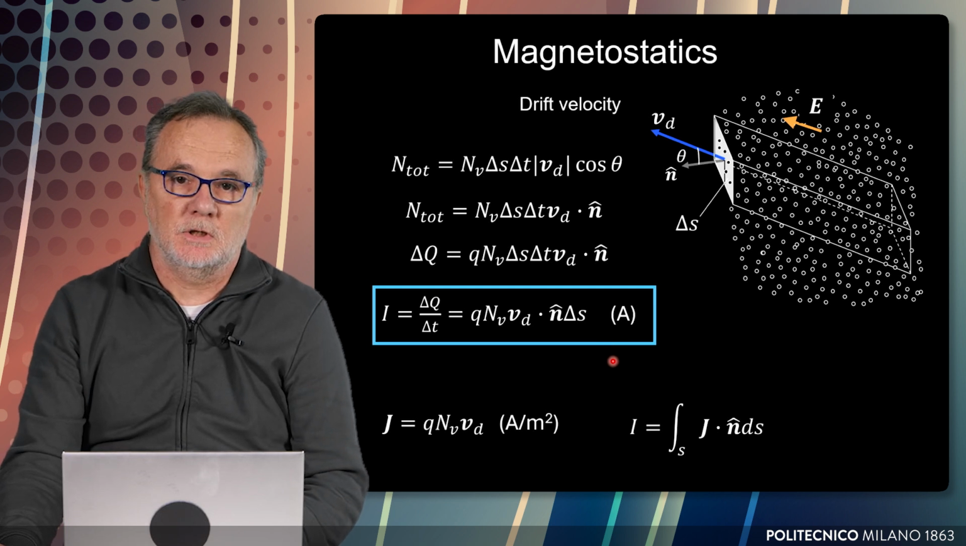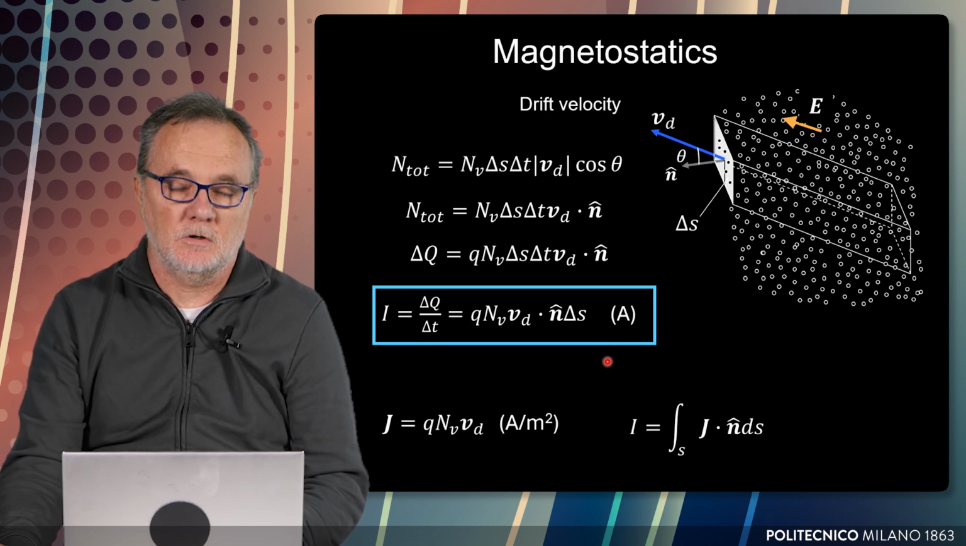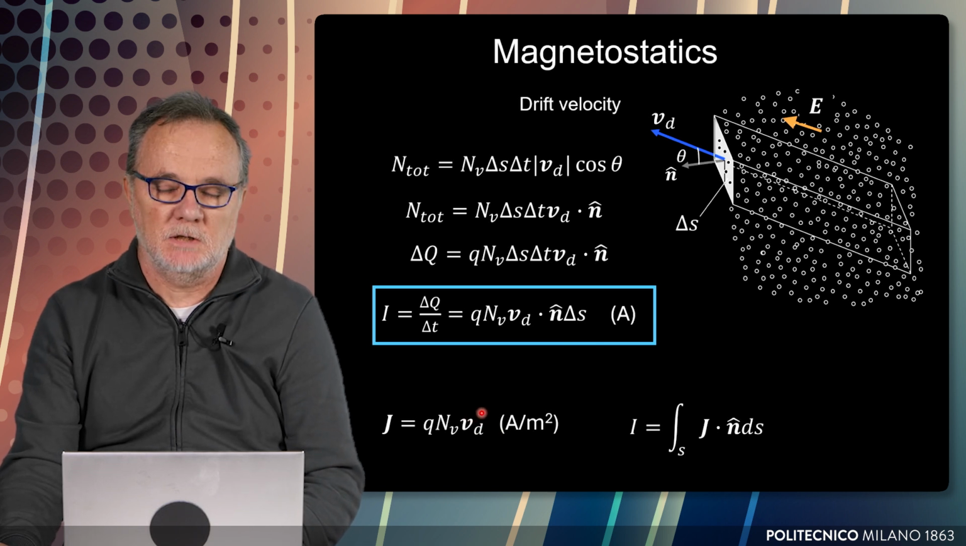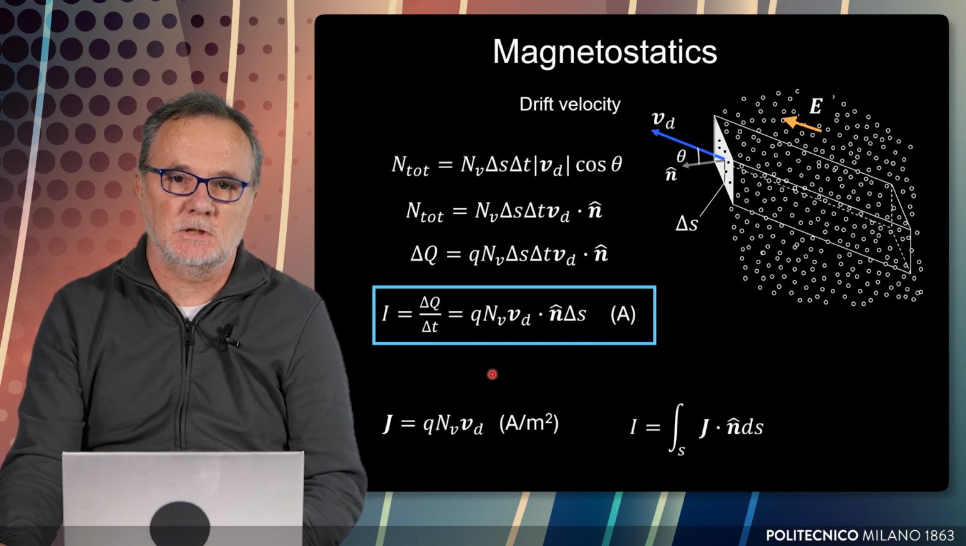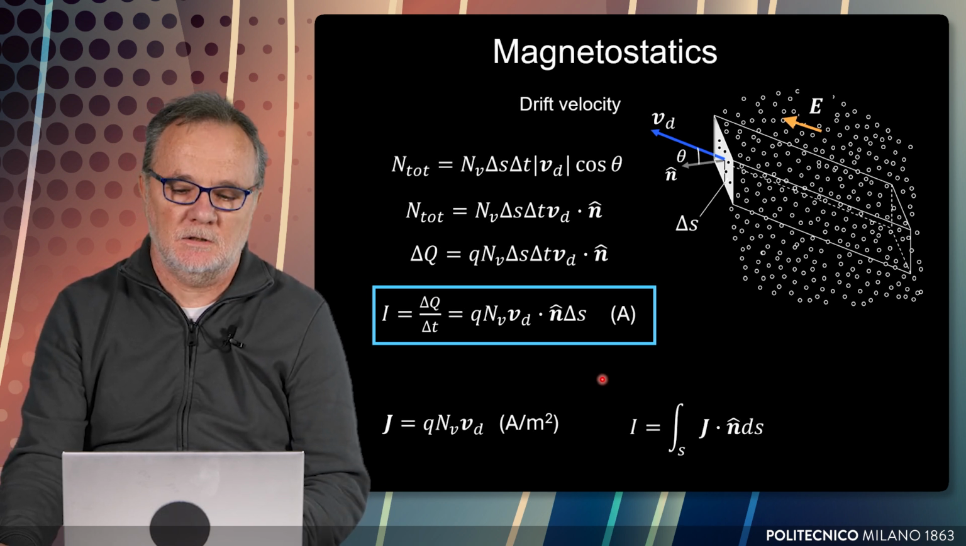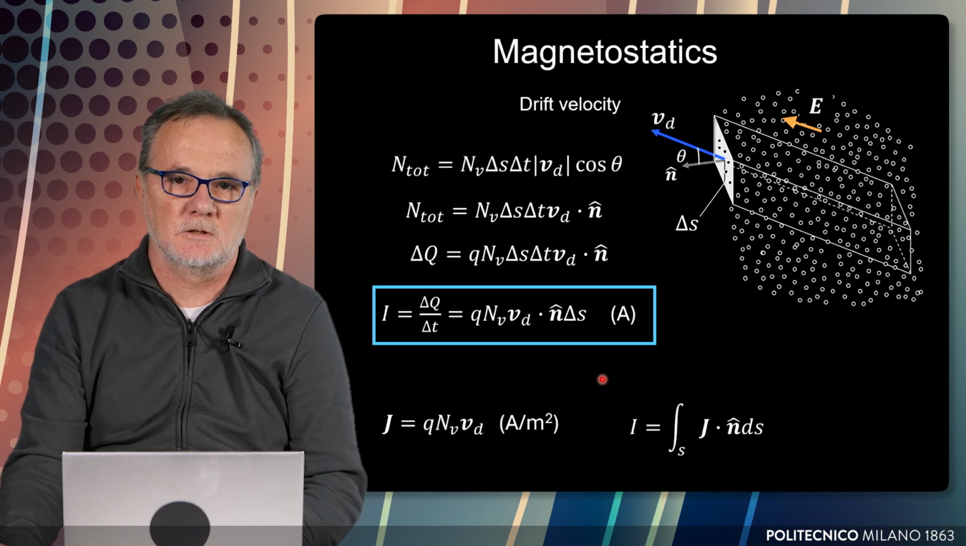In addition to the current, it's also very useful to define a current density that is obtained by simply taking the drift velocity and multiplying times the value of the charge and times the charges per unit volume, so that the current can be seen as the flux of this current density through our surface dS.